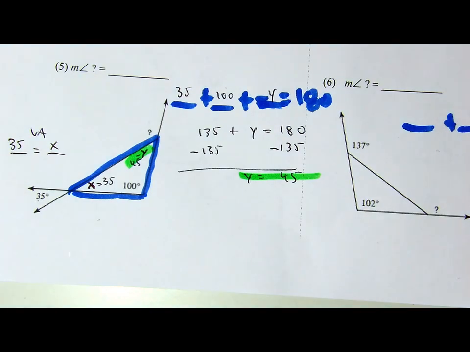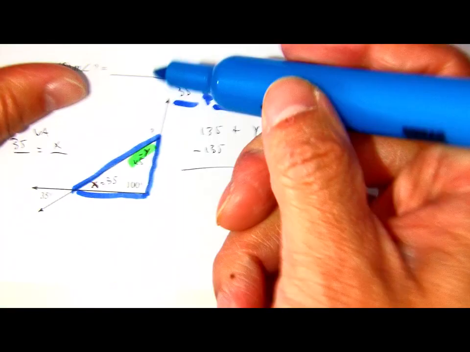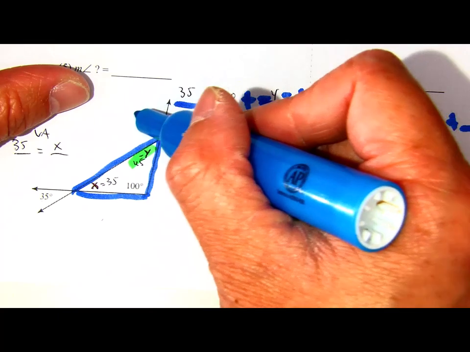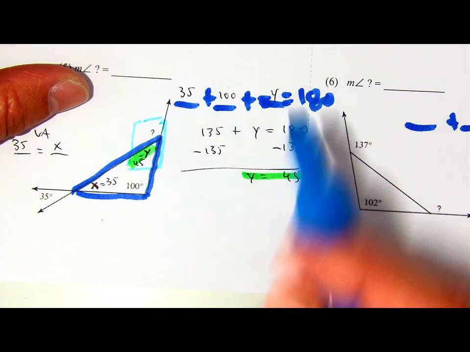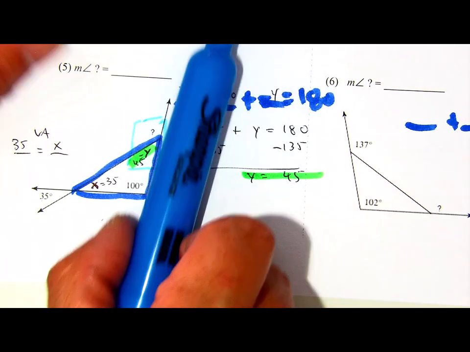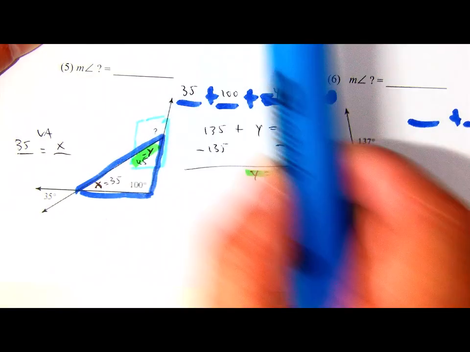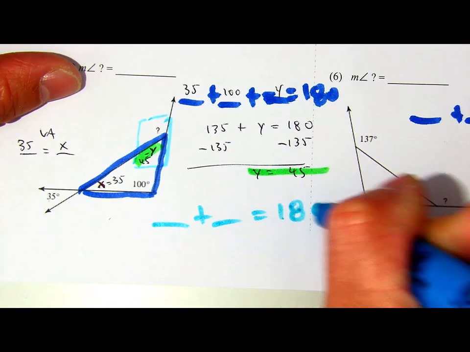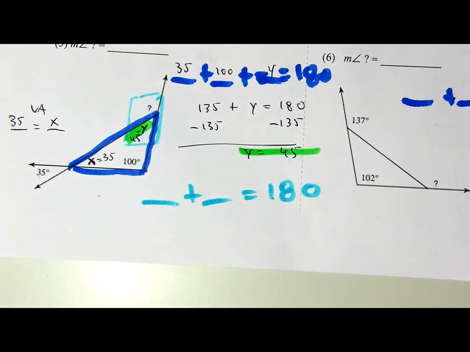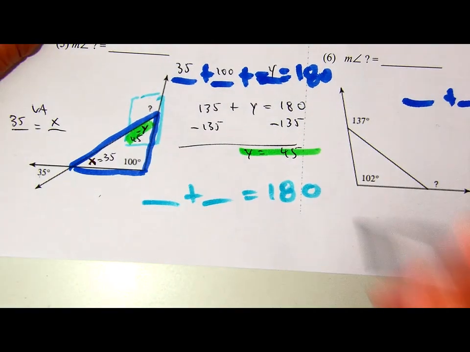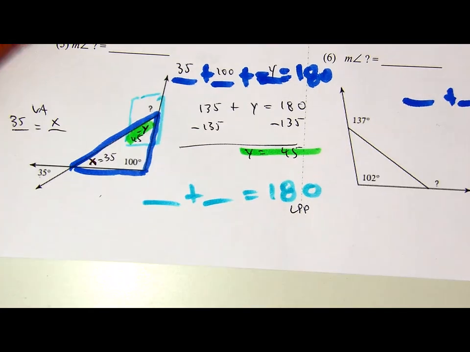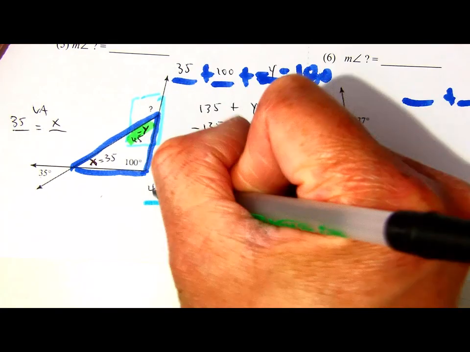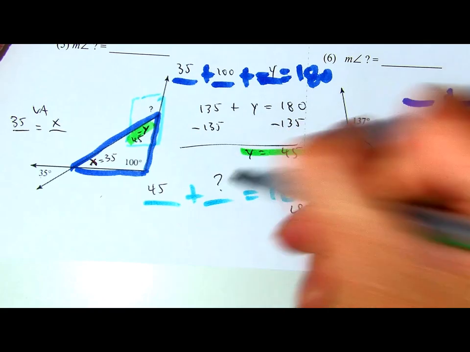So now I need a formula for these two. Okay? They're on a line, right? Can you see that? So that one is going to be blank plus blank equals 180. That's a linear pair. So I have 45 plus the question mark equals 180.